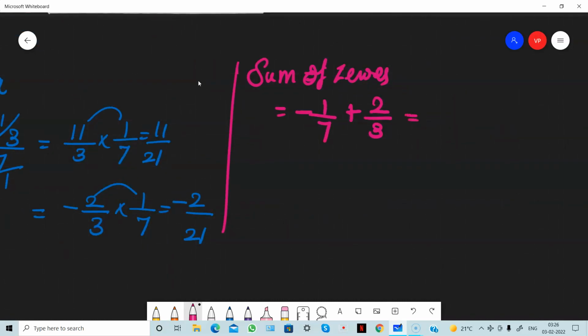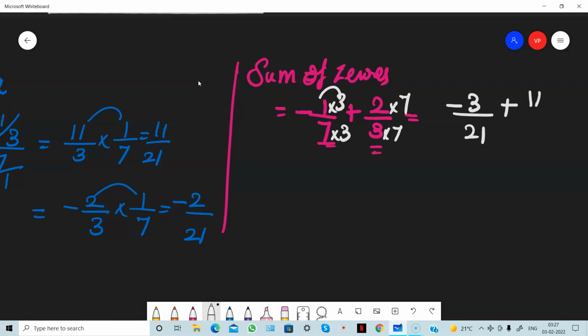What do you get? See, the denominators both are different. So I want the denominators to be equal. So the LCM is 21, right? So I am multiplying by 3 here, and here we have to multiply by 7 so that they become equal. So 1 3s are 3, negative 3 by 21 plus 2 7s are 14 by 21. So subtract, then you get positive 11 by 21.